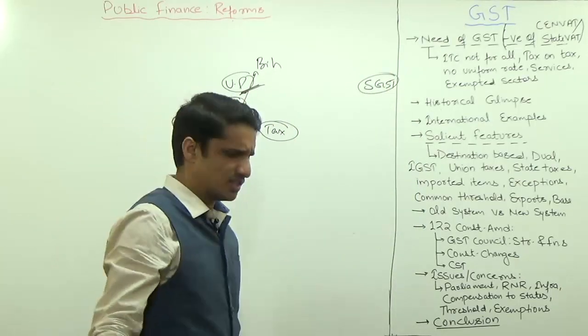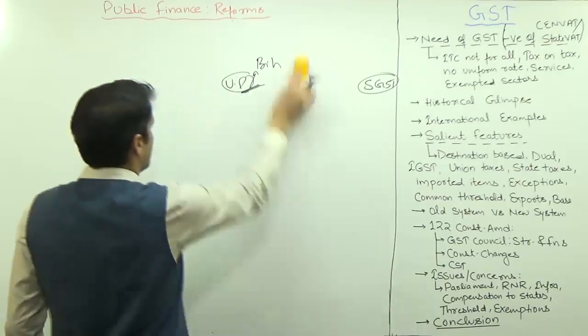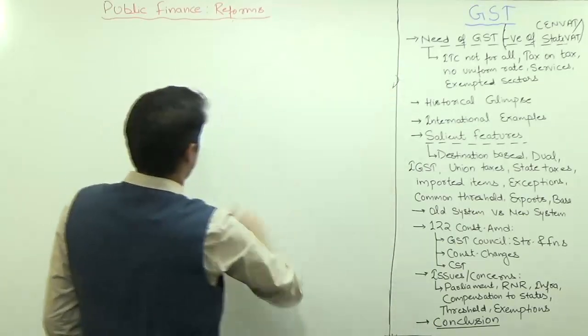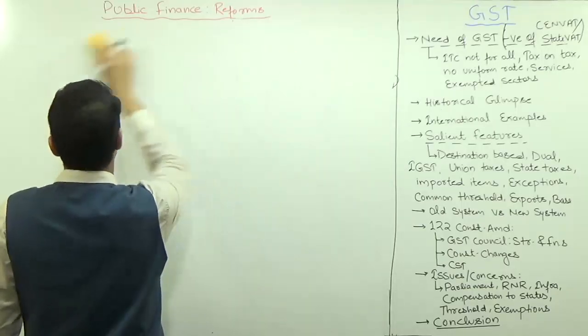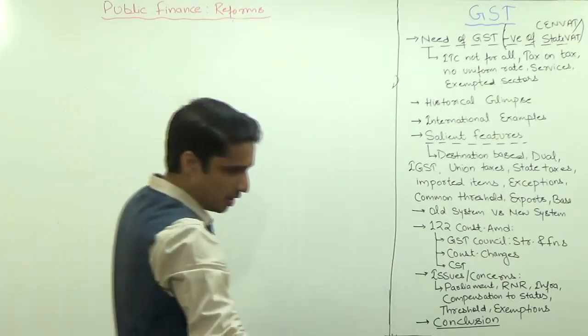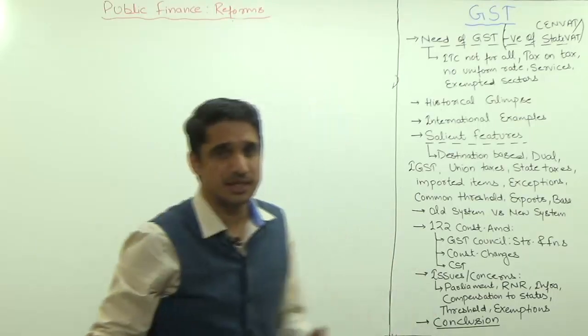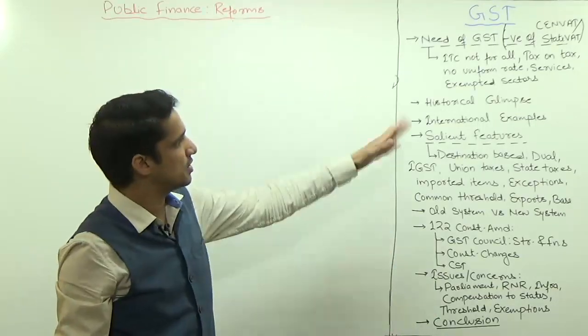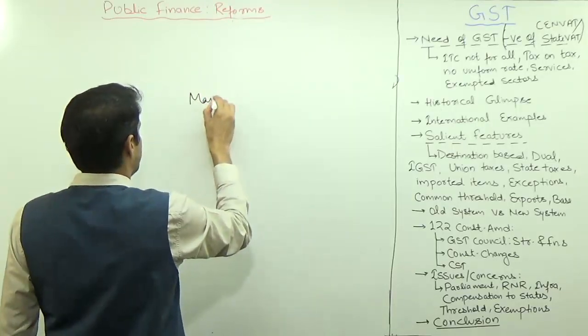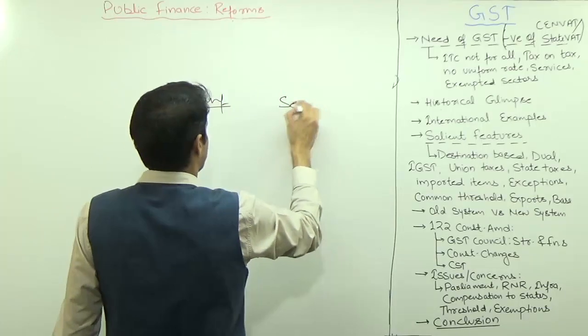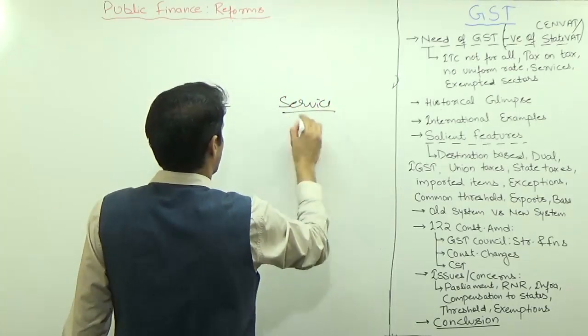Then we have the services. At present, on goods only we have this VAT, and on the majority of services, although some services have been taxed since 2004, some services are still exempted. You don't have to pay any service tax. So on manufacturing you are paying some tax, and on the service you don't have to pay any tax.